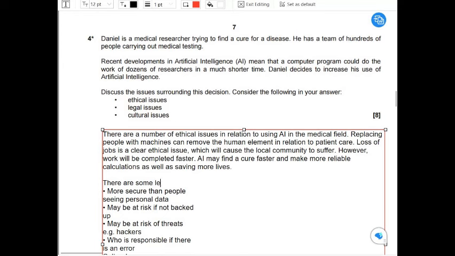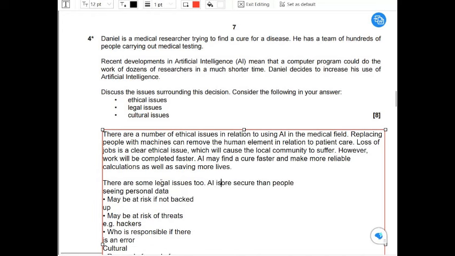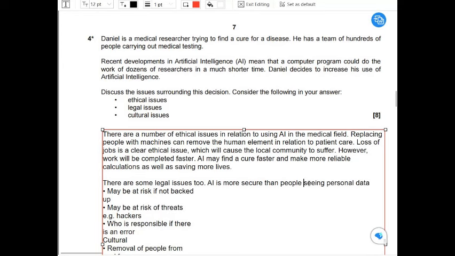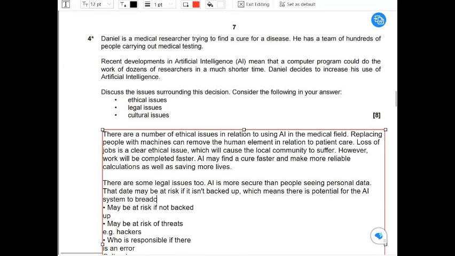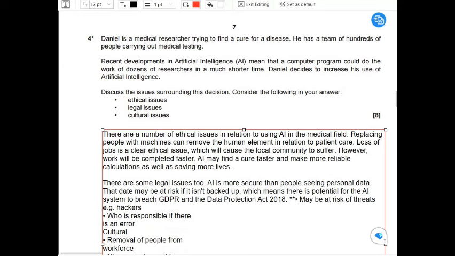As well as that, there are some legal issues. AI is more secure than people seeing personal data. That data may be at risk if it isn't backed up, which means there is potential for the AI system to breach GDPR and the Data Protection Act of 2018. And it may be at risk to threats such as hackers.